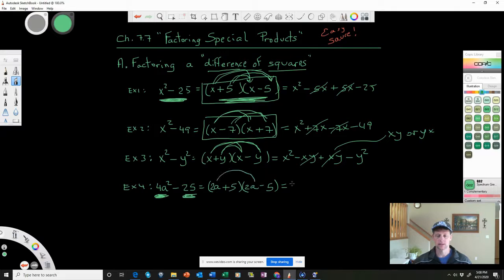So this times this, that gives me the 4a squared. This times this gives me negative 10a. This times this is positive 10a. And this times this is negative 25. These cross out. So we know that this has to be your answer.